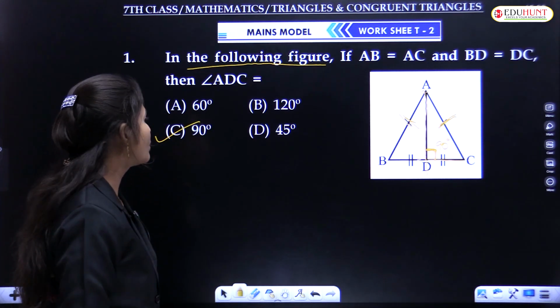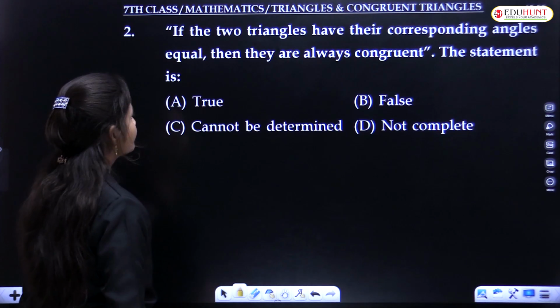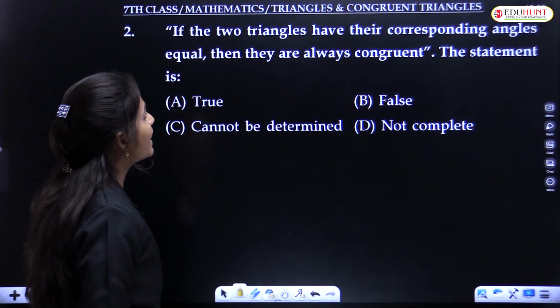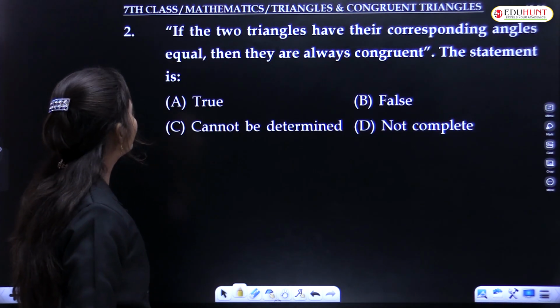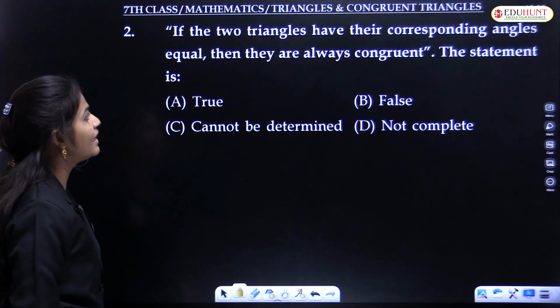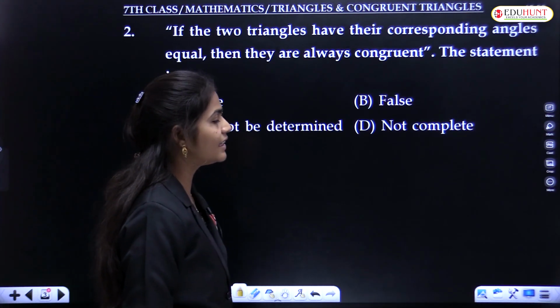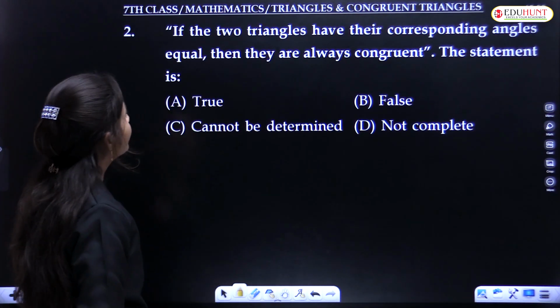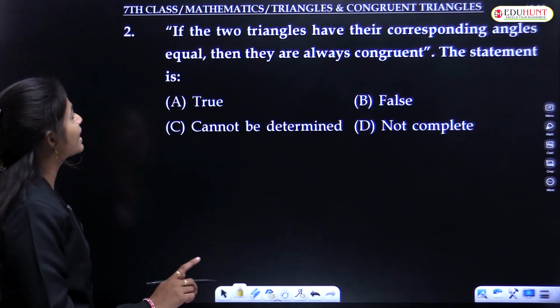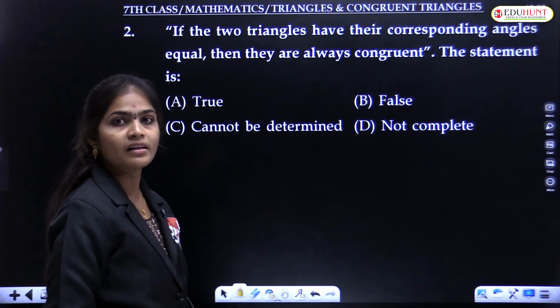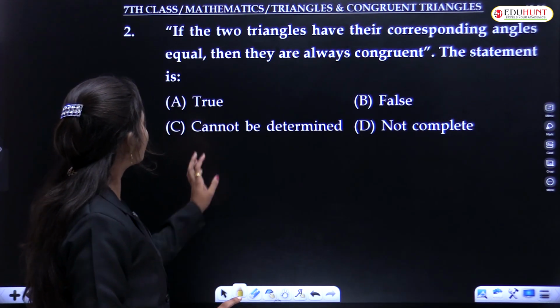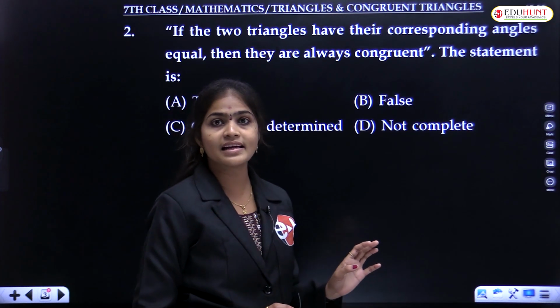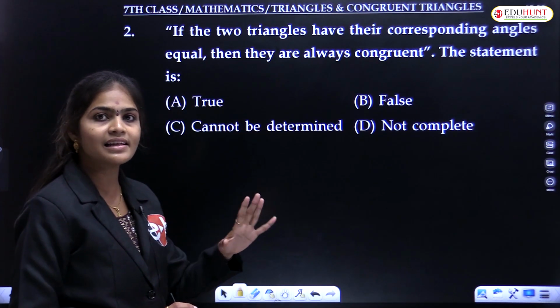Okay children, so let us see the next one. If the 2 triangles have their corresponding angles equal, then they are always congruent. The statement is, if 2 triangles have their corresponding angles equal, then they are always congruent.